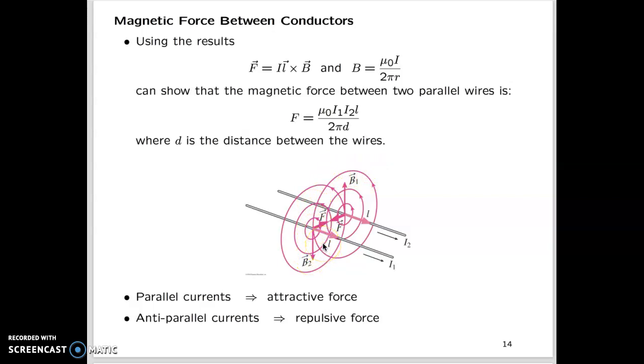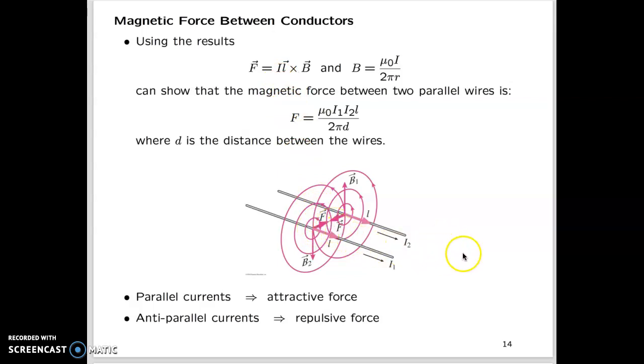And the vector L in this cross product for wire number 1 is pointing in the direction of I1. So L points in this direction, the magnetic field at the position of wire 1 points down. The cross product is, and this equation up here tells you there will be a force acting on wire 1, pulling it towards wire number 2.